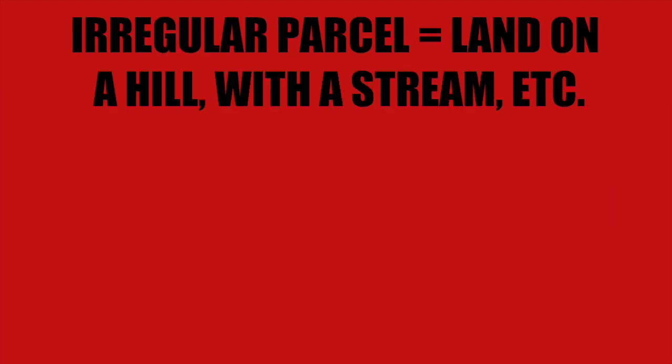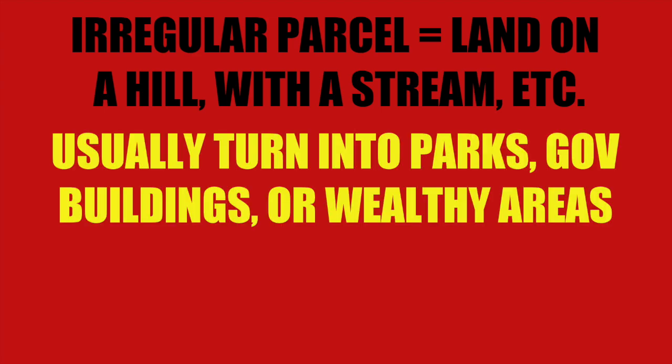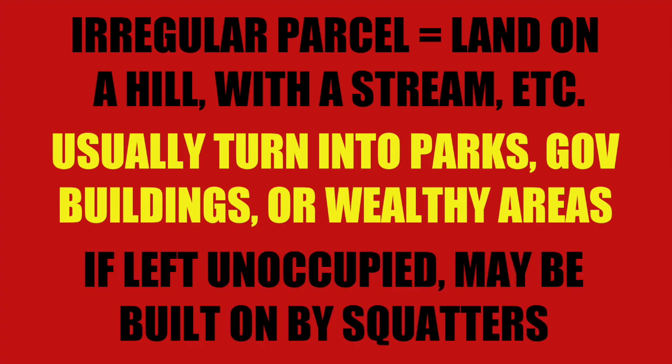This is one way to refer to a piece of land that is harder to build on than flat land, whether that be a hill or a plot of land with a brook running through it. Irregular parcels tend to be turned into parks, or sometimes government buildings like schools. Hills can also be terraced and built on, and if the view is good, these can be wealthy areas. And if an irregular parcel isn't built on, it may be settled by squatters and turned into an organically constructed city known as a shantytown, or favelas in Brazil.